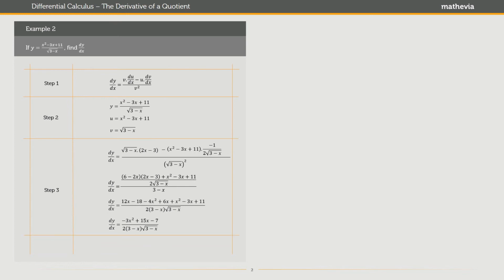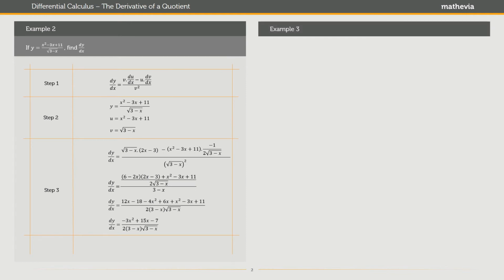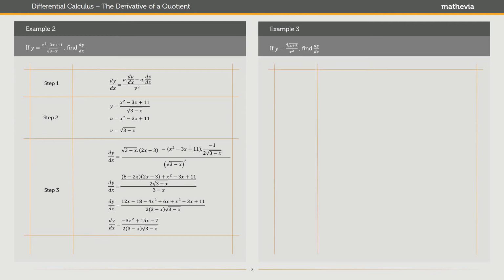And that is how you find the derivative of the function x squared minus 3x plus 11 divided by root 3 minus x. Very simple, very straightforward. Let's move on. So example 3, and example 3 says, if y equals the cube root of x plus 5 divided by x squared, find dy/dx.